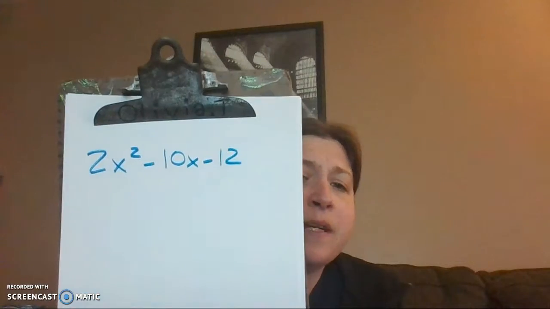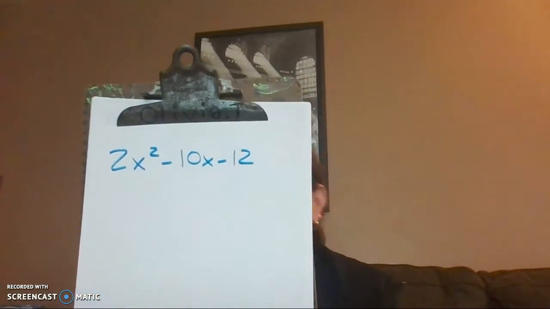Okay, what I want to do is give you one as a U-try. Just like yesterday, after I show you the U-try question, please pause this video to try it on your own. Okay, here is going to be your U-try. I'm going to give you 2x squared minus 10x minus 12. So please pause this video and take a minute to try to factor this.